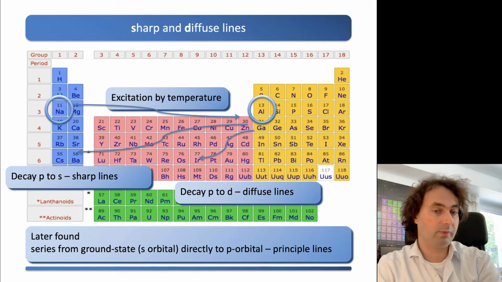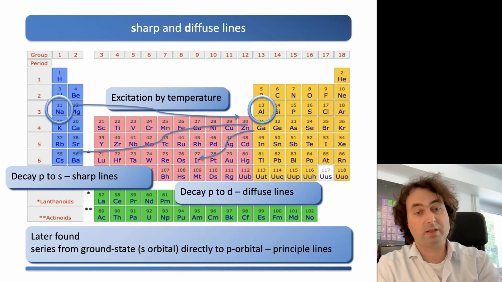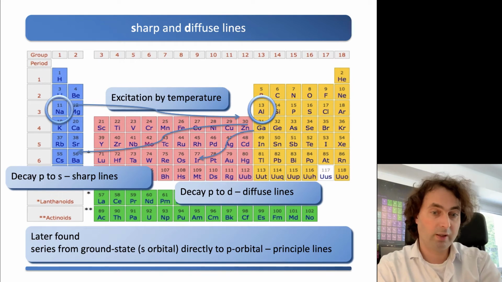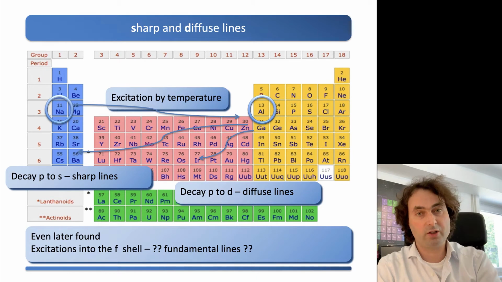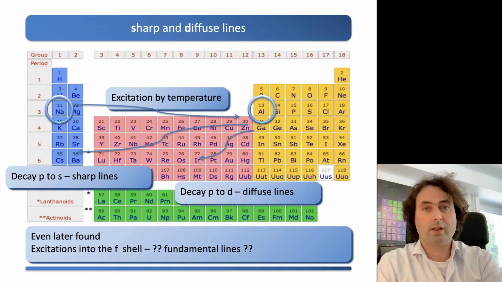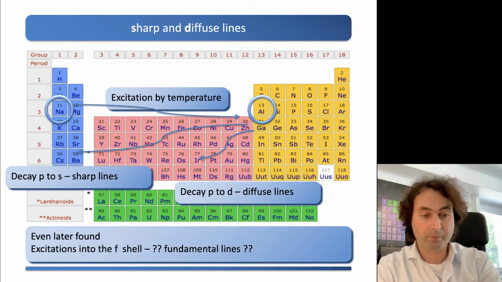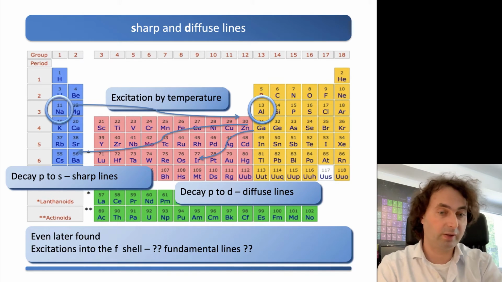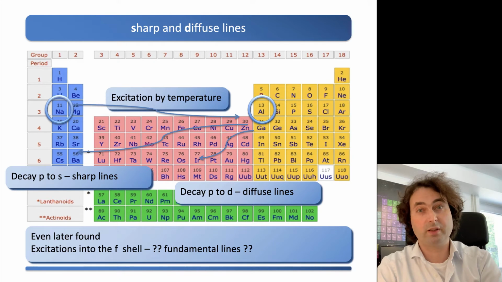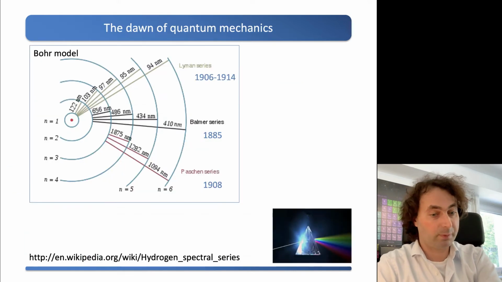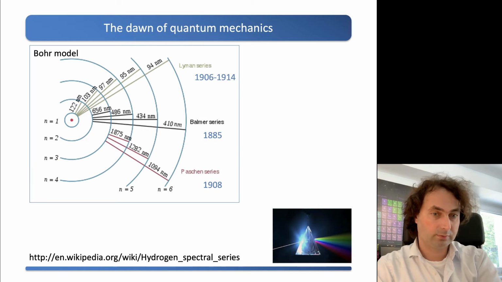Later it was found that you actually make the excitation from S into the P shell, which then was called the principal shell. And even later people found that there is an additional shell, the F shell, which they called the fundamental shell. But there's really nothing fundamental about F, other than it sounds better than saying we found yet another set of spectral lines. You'd better say we found the fundamental spectral lines.